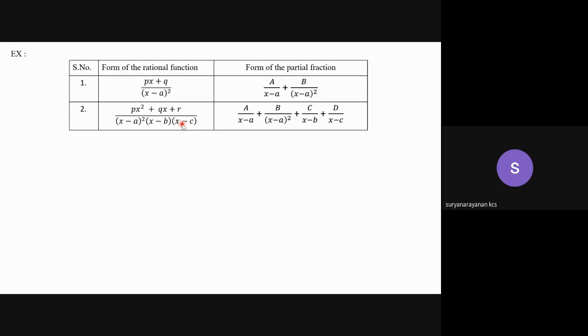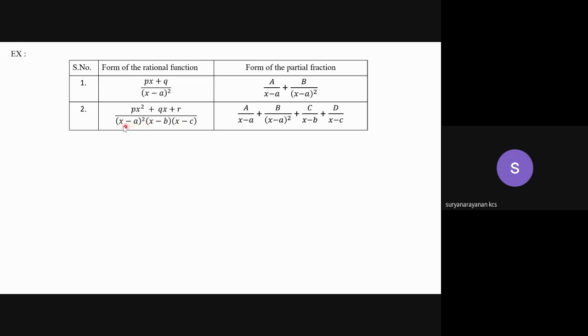So here, the degree of the numerator is less than the degree of the denominator. Therefore, we confirmed that the given rational function is a proper rational function. And we know that for every proper rational function, we can write partial fractions. Now, if you observe the denominator, when you are writing partial fractions, first we have to concentrate on the denominator. Here (x minus a) whole square is there.